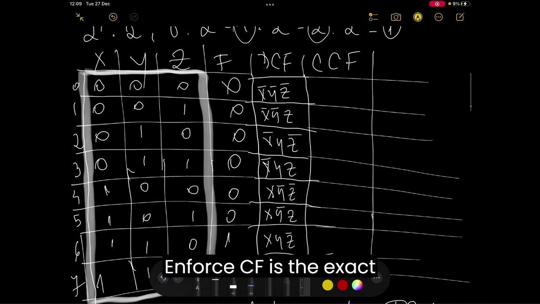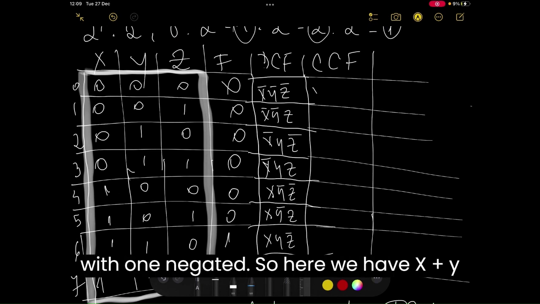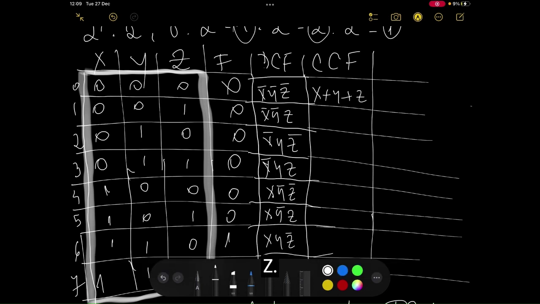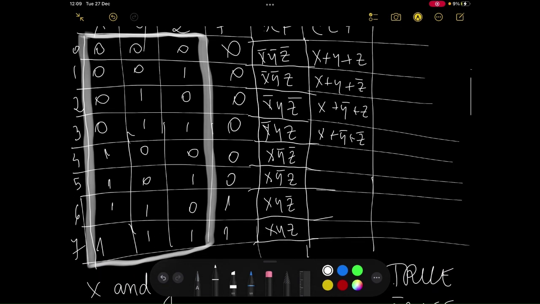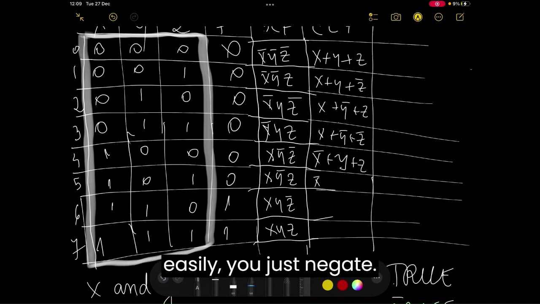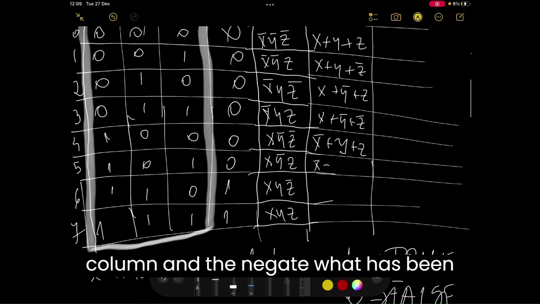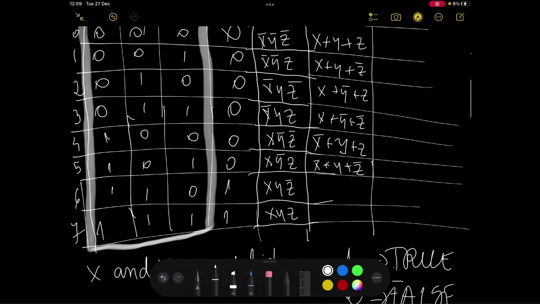and the CCF is the exact inverse. We write the variables as a sum with 1 negated. So here we have x plus y plus z, x plus y plus z negated, x plus y negated plus z, and so on. Basically, if you want this to go easily, you just negate what hasn't been negated in the column before and denegate what has been negated there. That is, assuming we did this right the first time.